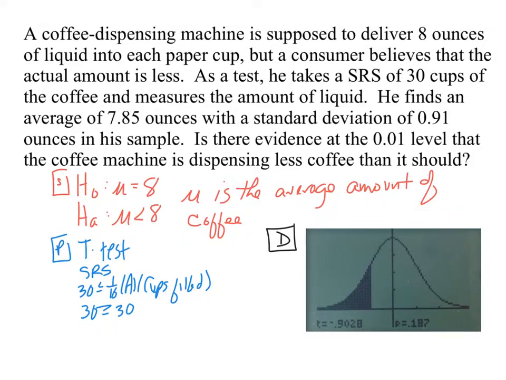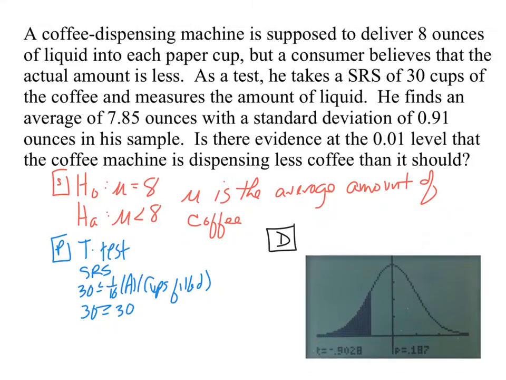So here's what I'm going to do. Let me slide this down. I'm going to write that the t-statistic was negative 0.9028 with 29 degrees of freedom. Please remember that if you don't report the degrees of freedom, you have not truly said the test statistic here. P-value 0.187.